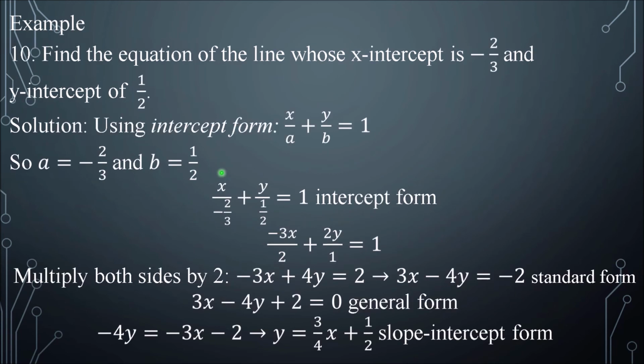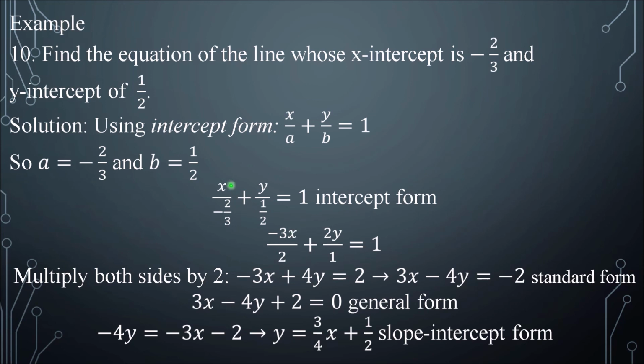Now let's have the last example. Find the equation of the line whose x-intercept is negative 2/3 and y-intercept of 1/2. So same thing, we use intercept form because the given are two intercepts, the x and y. So a here is negative 2/3, as you can see, x-intercept. And then b is equal to 1/2 because y-intercept is 1/2. Then we plug in those values. x over negative 2/3 plus y over 1/2 equals 1. So this is already our intercept form.